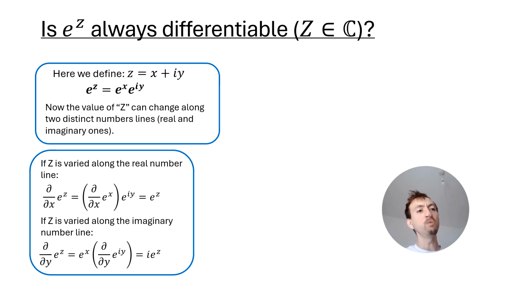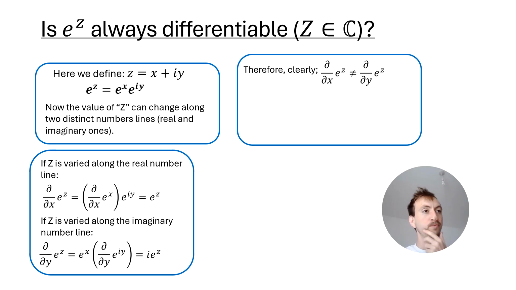So we're getting two different answers to our derivative of e to the z based on which direction we're varying our complex variable z, whether we're varying z along the real number line or the imaginary number line. And clearly these two results are not equal to each other, simply because 1 does not equal i. 1 does not equal the square root of -1.